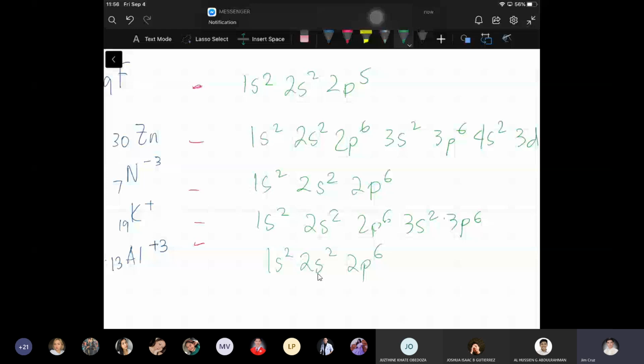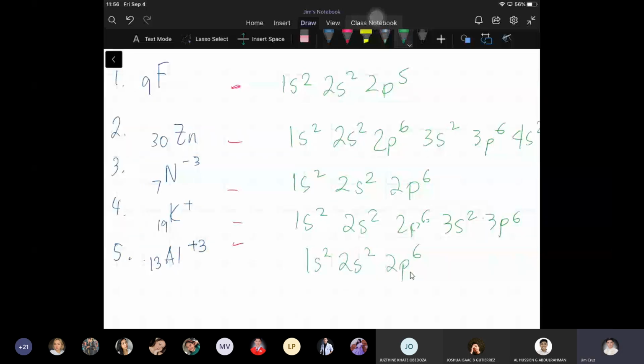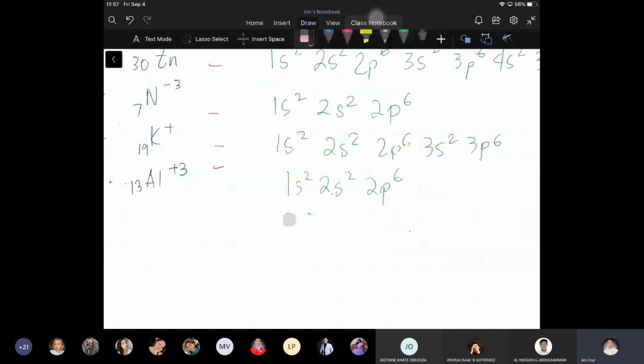Okay. By the way, tignan nyo ha. Itong number 3, itong nitrogen, negative 3, at yung aluminum, positive 3. Ano mababasa nyo sa kanila? Different atoms sila but they have the same electron configuration. We call that the isoelectronic, no? Isoelectronic.